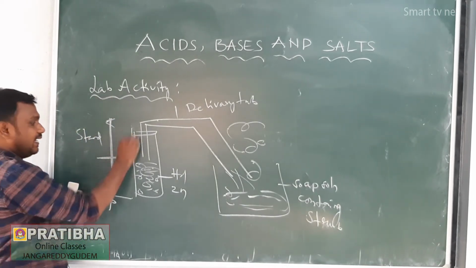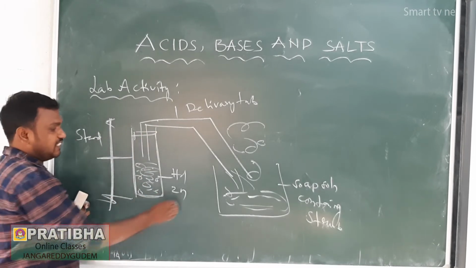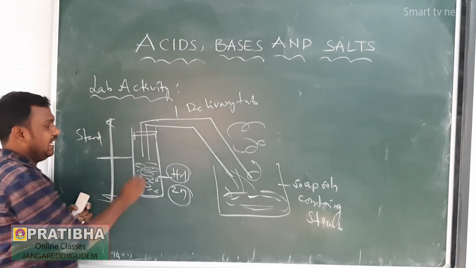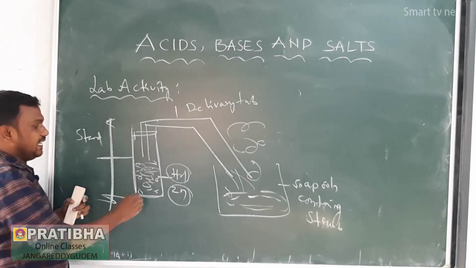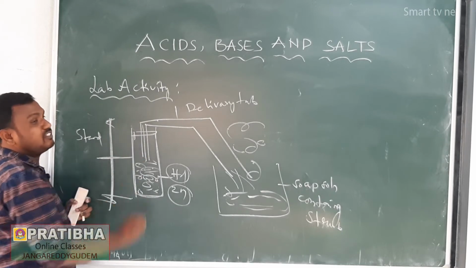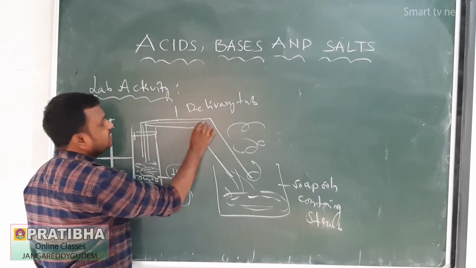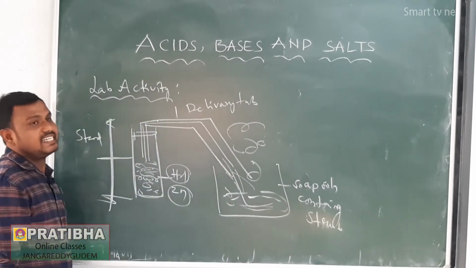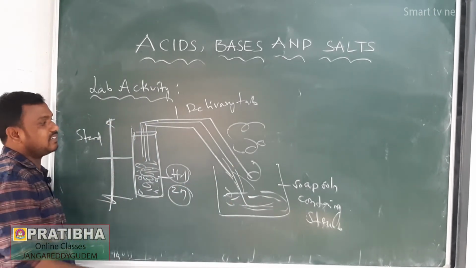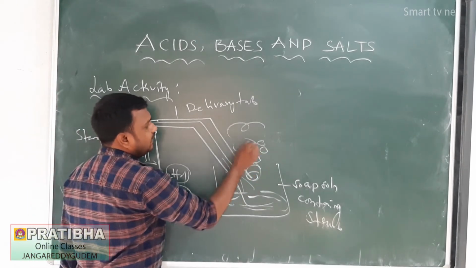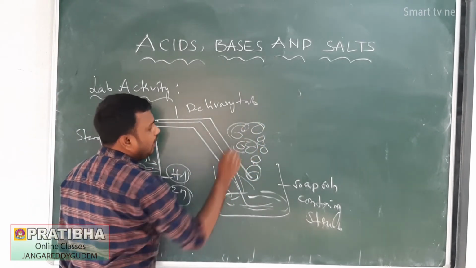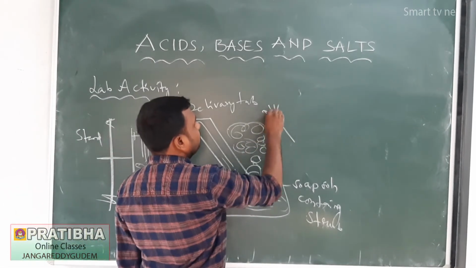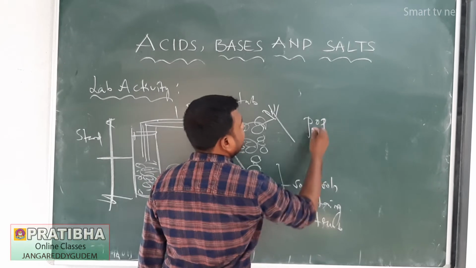After that, we can take a small amount of zinc granules in a test tube and we can add 2 ml of dilute HCl in this test tube. After that, we can observe the evolved colorless gas passing through the soap solution in a trough. After that, we can observe that bubbles of soap solution will be formed. If we test with the burning candle, a pop sound will be observed.